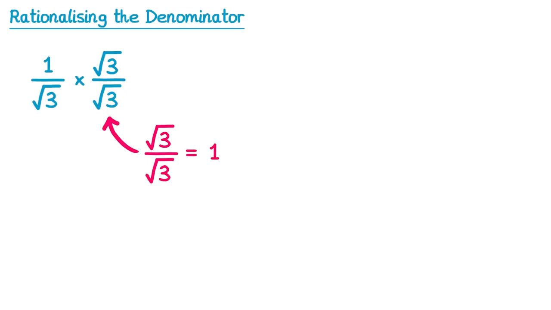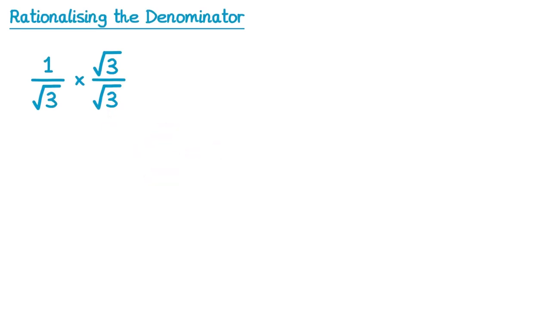So if we multiply this fraction by something that's the same as 1, then it remains unchanged, since 1 times any number is still the same number. So the result we get from multiplying these fractions together must be the same as the original fraction, 1 over square root 3. But it's just going to be in a different form where the bottom is rational.